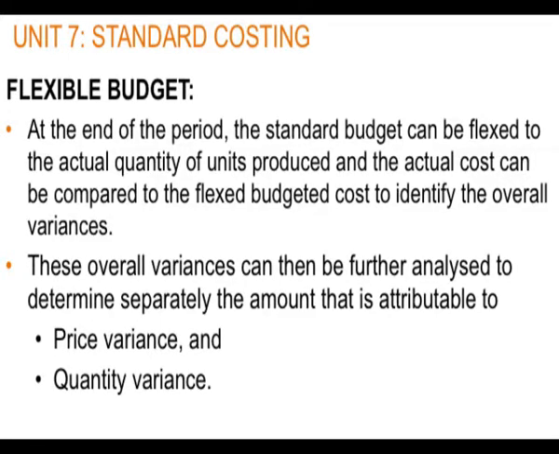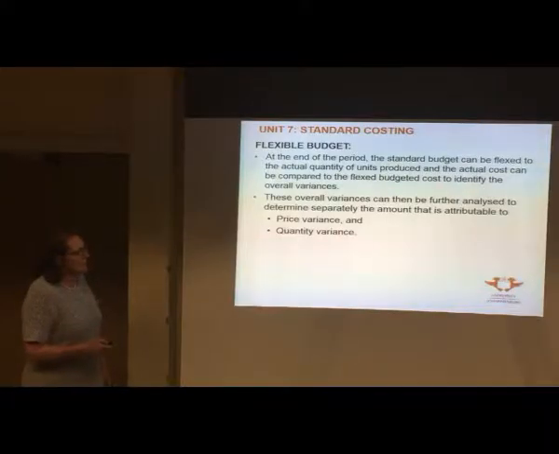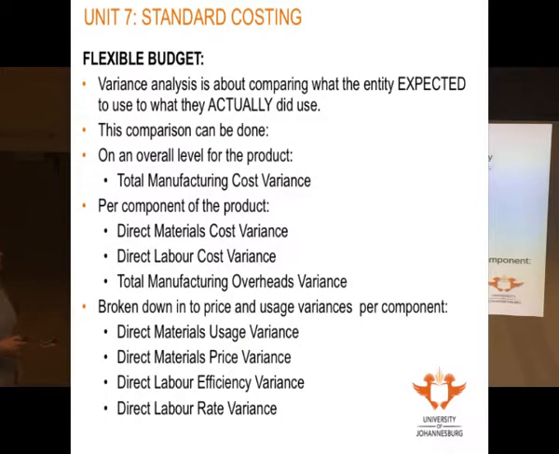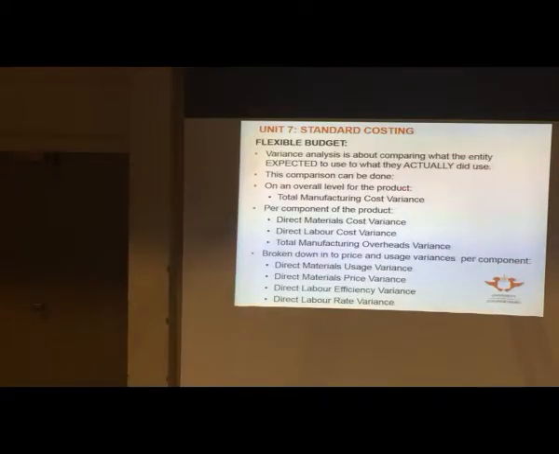So we analyze them and we determine the price variance and the quantity variance. It looks at what we expected to use and what we actually did use, whether it's labor, materials or overheads. But unless we have flexed it to compare apples with apples, any information we think we're getting out is not knowledge or useful in any way at all. So we have to flex it first.